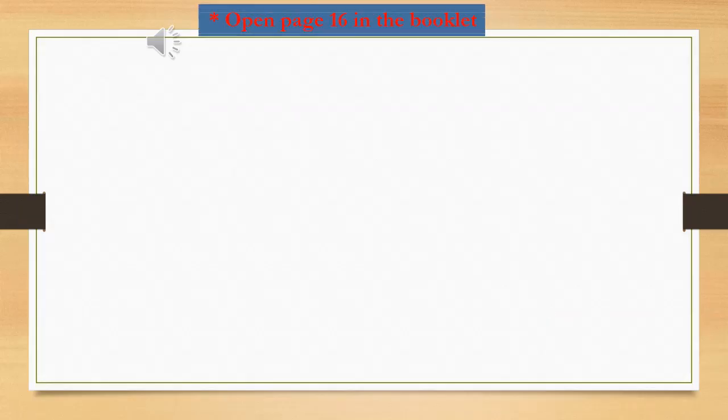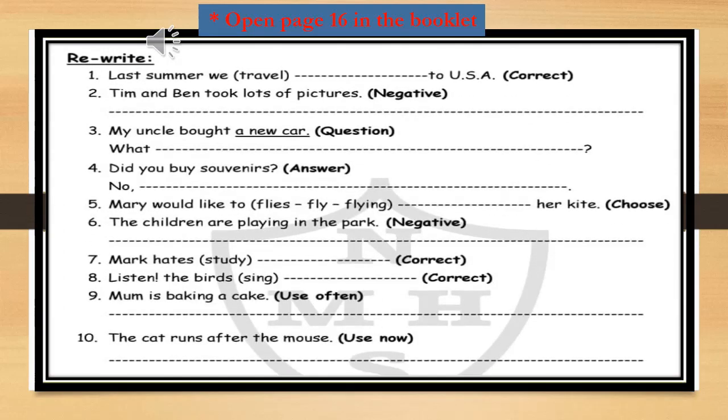And now please let's open page 16 in the booklet. Start answering the first exercise, rewrite. Number 1. Last summer we travel to USA. Correct. Where is the key word? Last. So underline last. So we are going to put the verb in the past. It will be traveled.